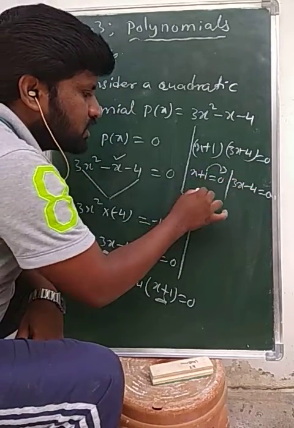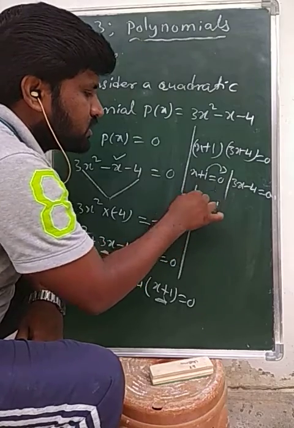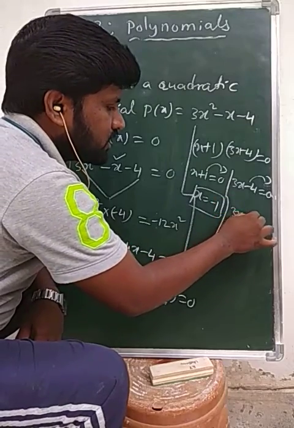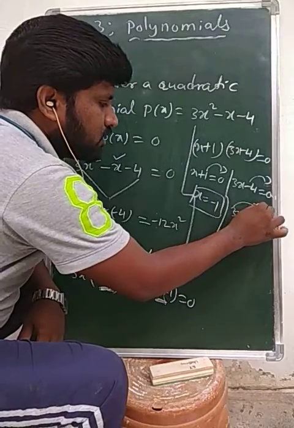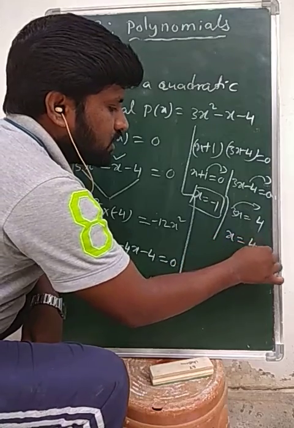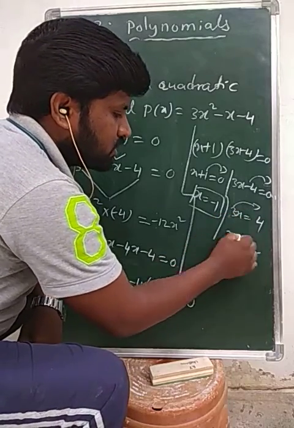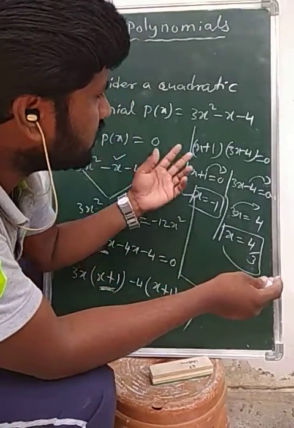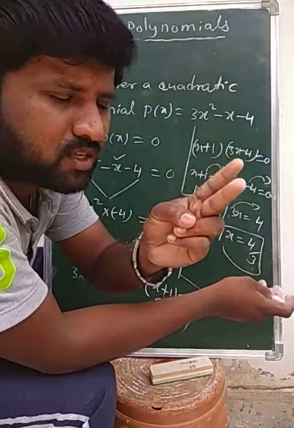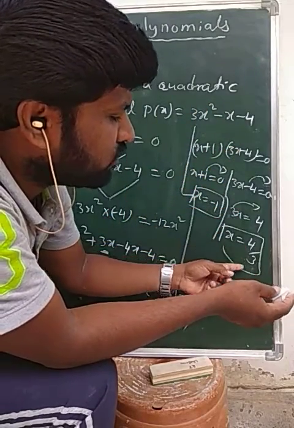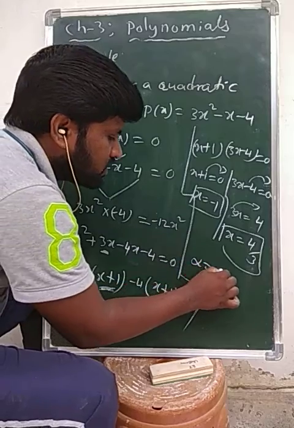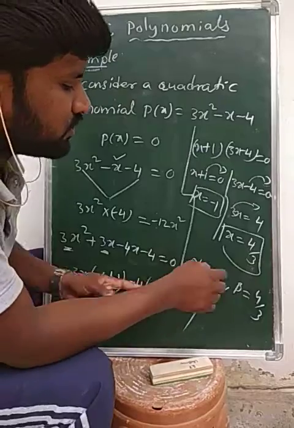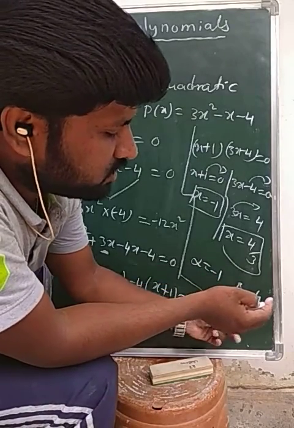Transposing plus 1, we get x is equal to minus 1, and transposing minus 4, we get 3x is equal to plus 4. Transposing 3, multiplication becomes division. So what are the zeros we got? A quadratic polynomial has at most 2 zeros. We get minus 1 and 4 by 3. So take alpha is equal to minus 1 and beta is equal to 4 by 3.